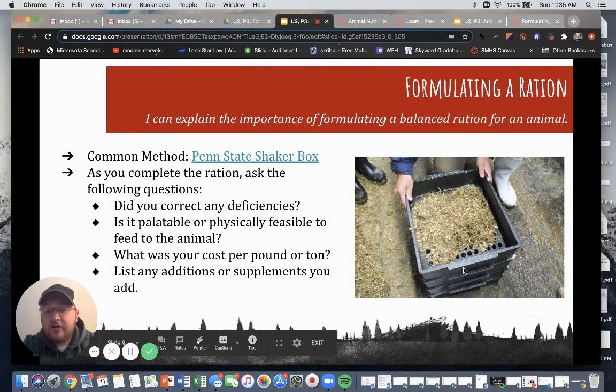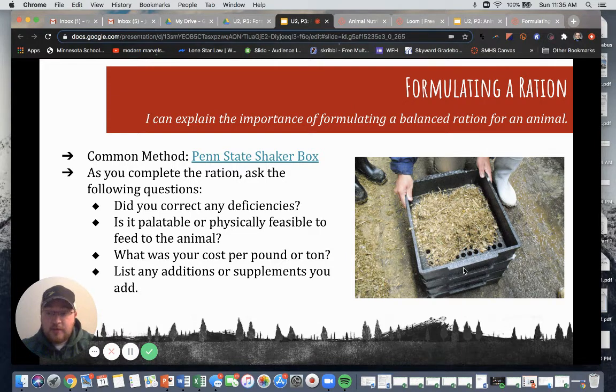We have different crates with holes on the bottom. And those holes are different sizes. On the top, the holes are a little bit bigger, and as you work your way down, the holes get a little bit smaller. And this kind of sorts out the different elements of that feed. So you're going to have your bigger pieces of nutrient, like your hay or maybe some silage, towards the top, and then the smaller items, like maybe some of your additives if you have any, or vitamins or minerals, are going to find their way down towards the bottom. And then we can take measurements and figure out how much of each nutrient is present in that feed sample.